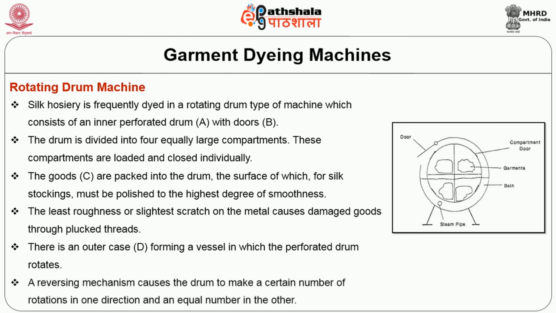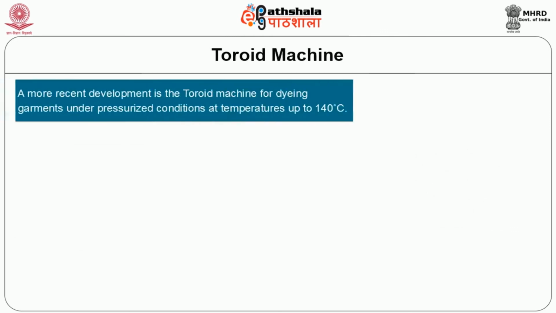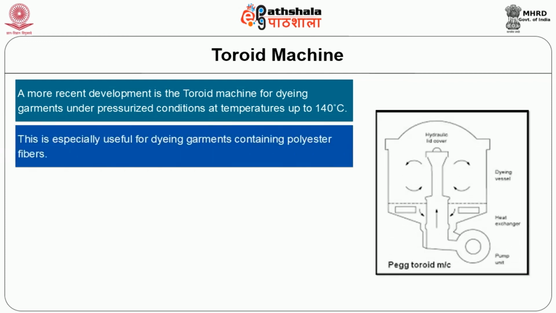A reversing mechanism causes the drum to make a certain number of rotations in one direction and an equal number in the other. The next is the toroid machine, which is also used for garment dyeing. A more recent development is this toroid machine for dyeing garments under pressurized conditions at temperatures up to 140 degrees centigrade. This is especially used for dyeing garments containing polyester fibers.